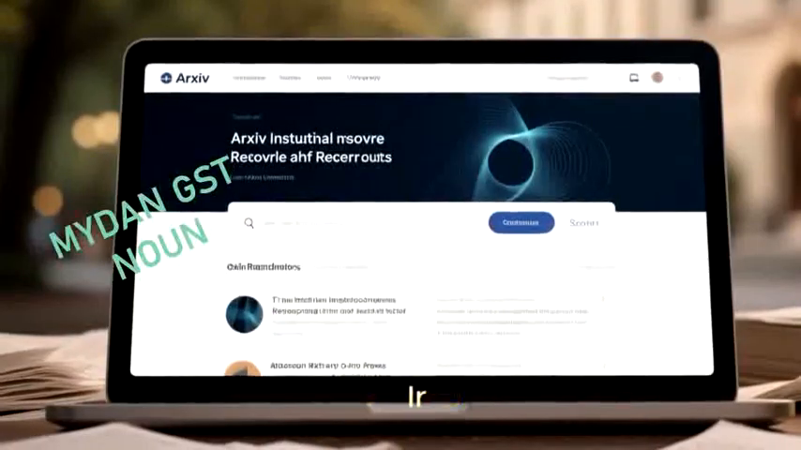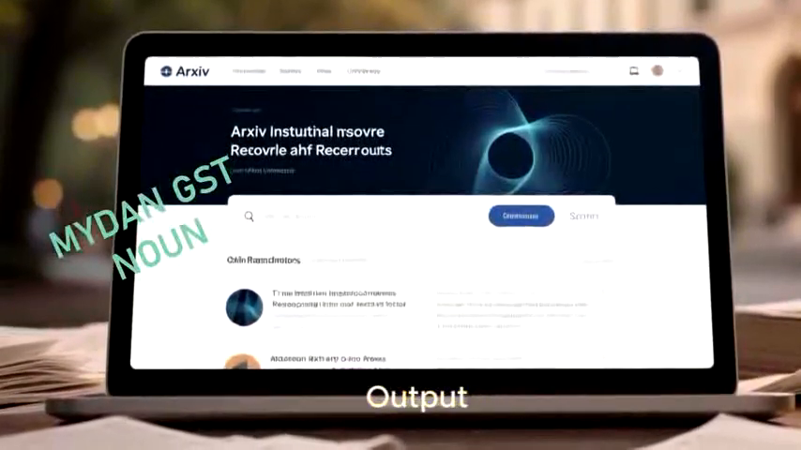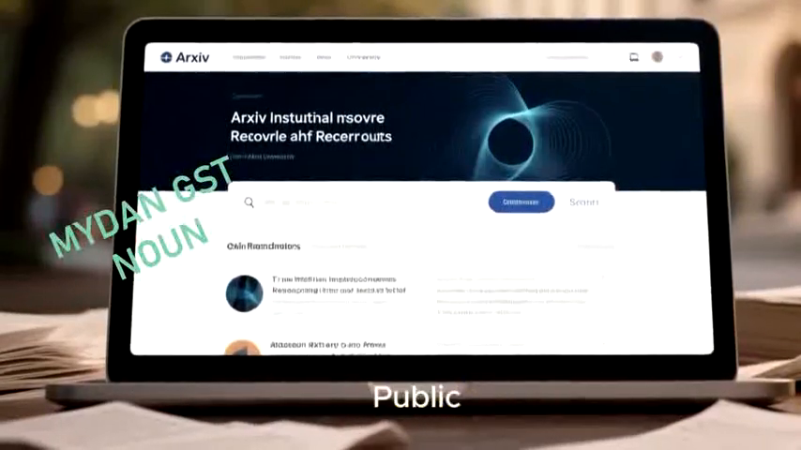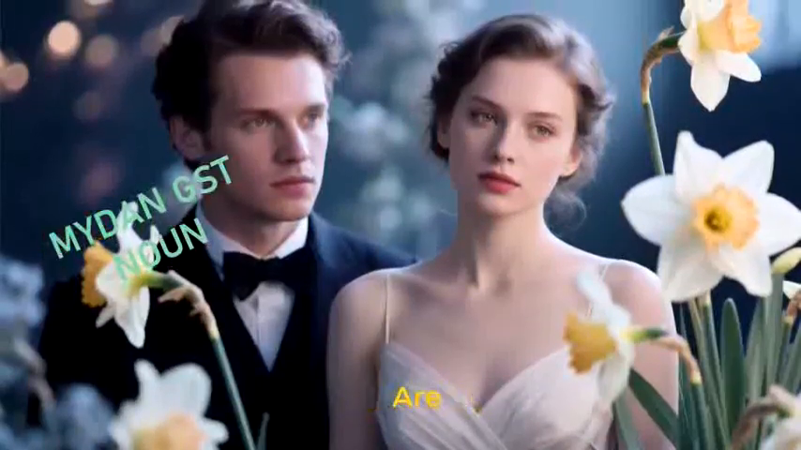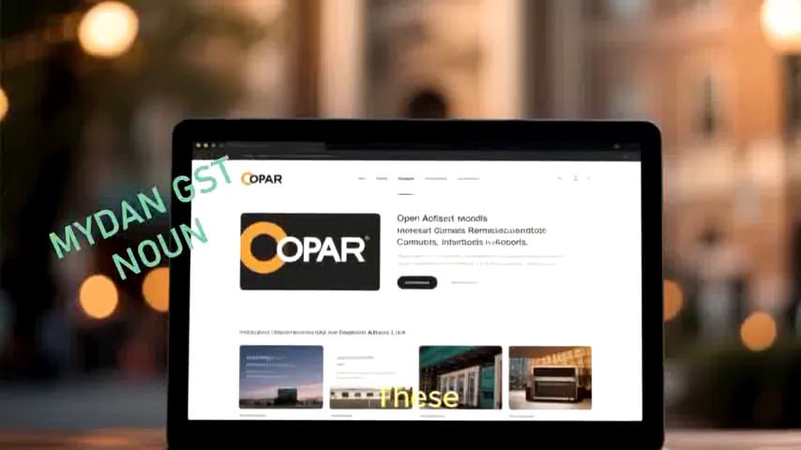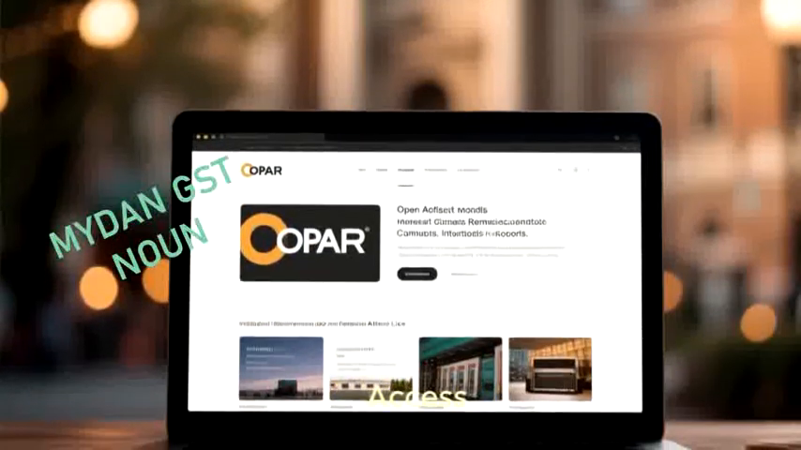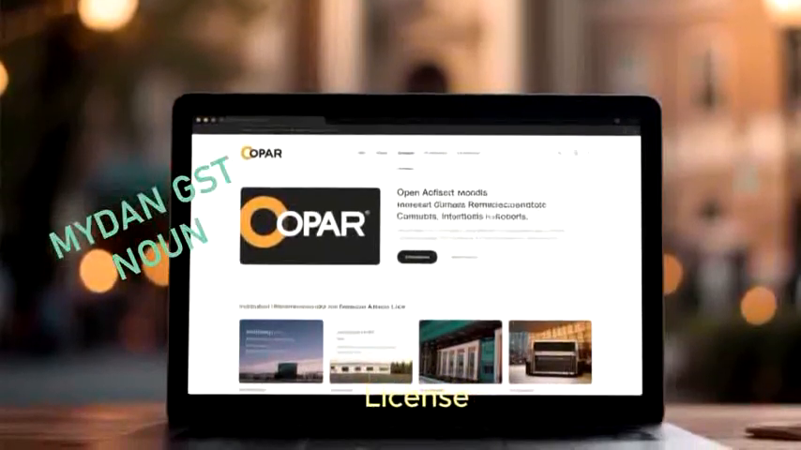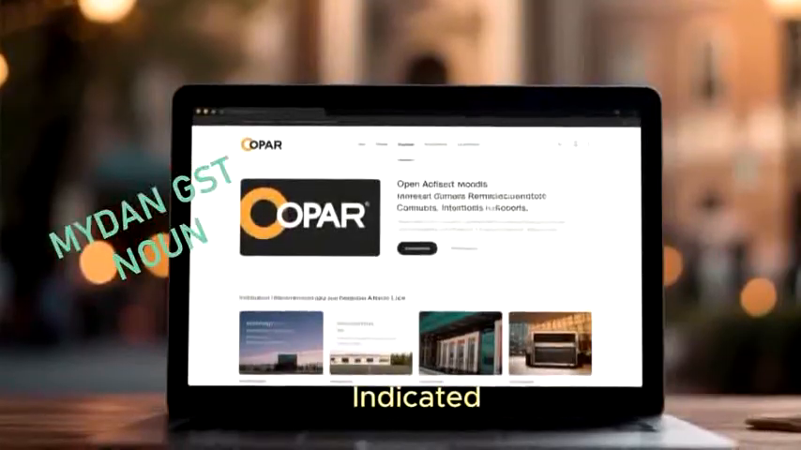Institutional repository OER. This contains research output of an institution such as a university and makes it available to the public. Examples are Eprints, DeepSpace, Narcissus, and FAIR. And these repositories contain open access materials which are licensed under Creative Commons Attribution License except where otherwise indicated.